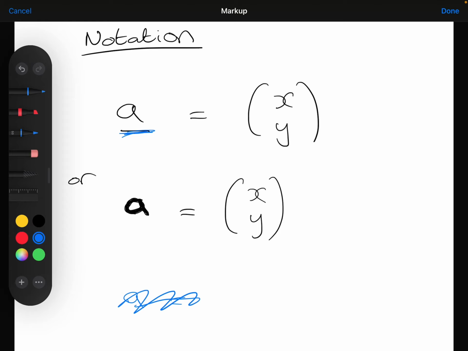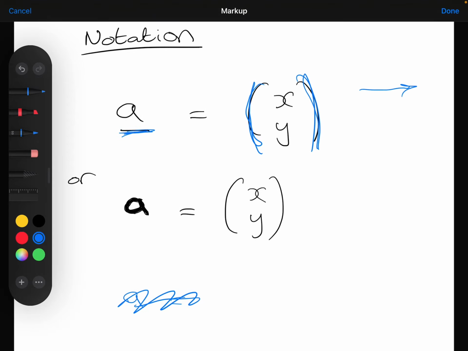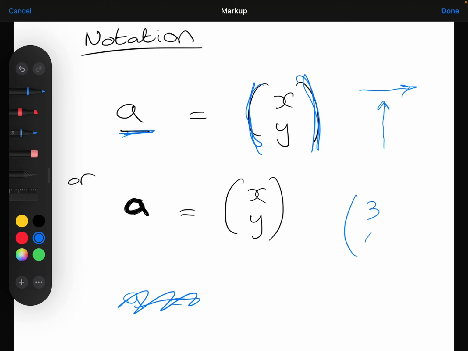And the way we do it is with these brackets like this. The number on the top here says how much we're going across. The number on the bottom says how much you are going up. So we're talking about having a size in each direction, in the x direction and the y direction. So for example, the vector (3, 4) means to go across 3 squares and up 4 squares.